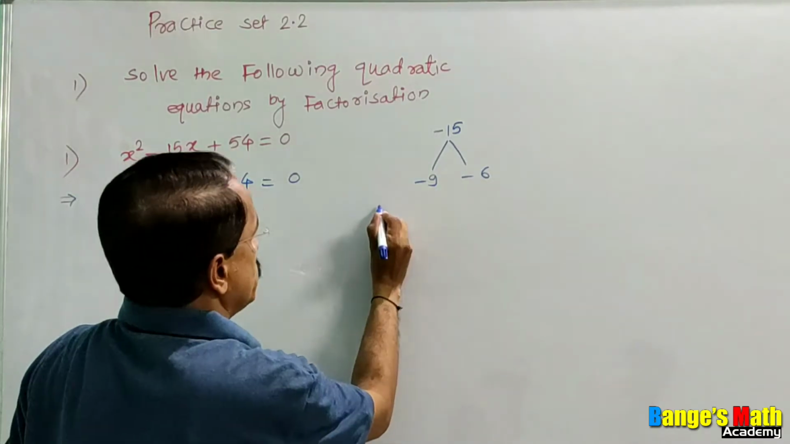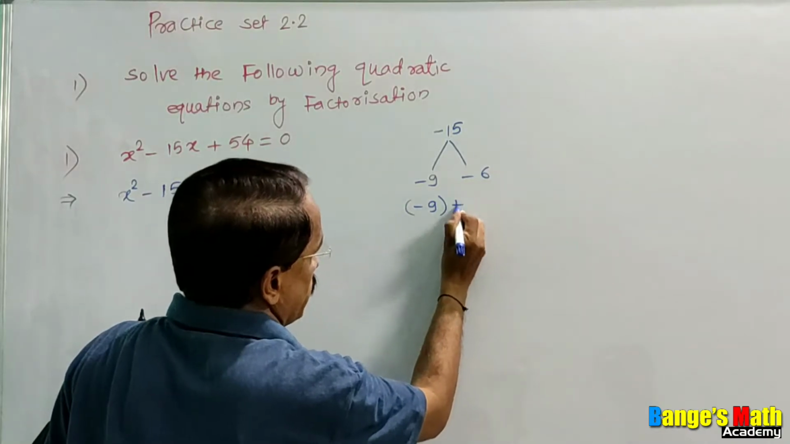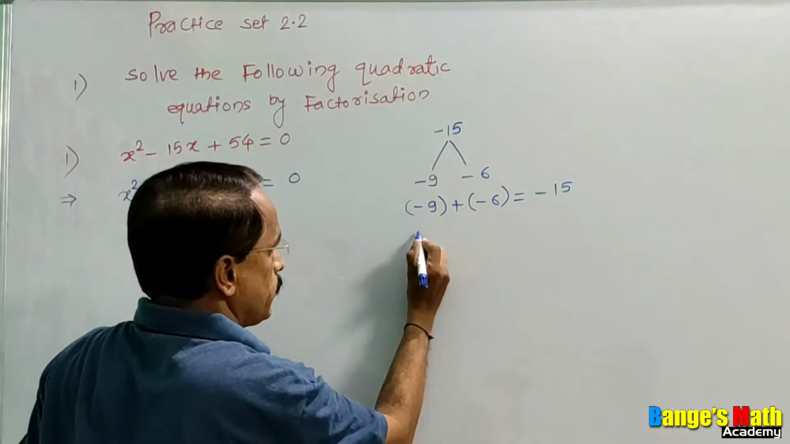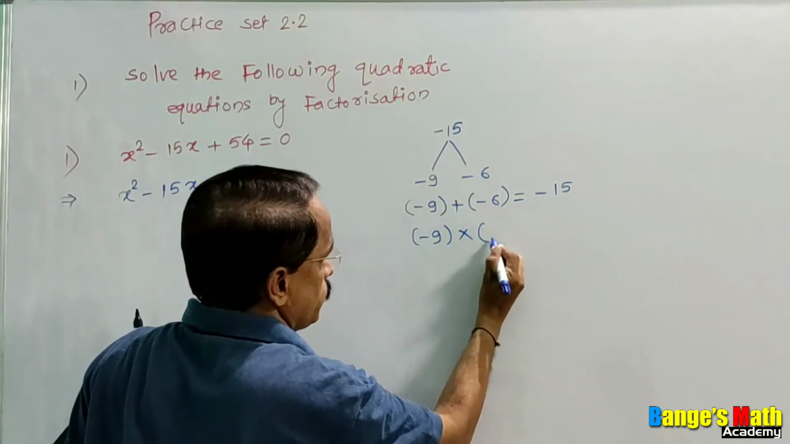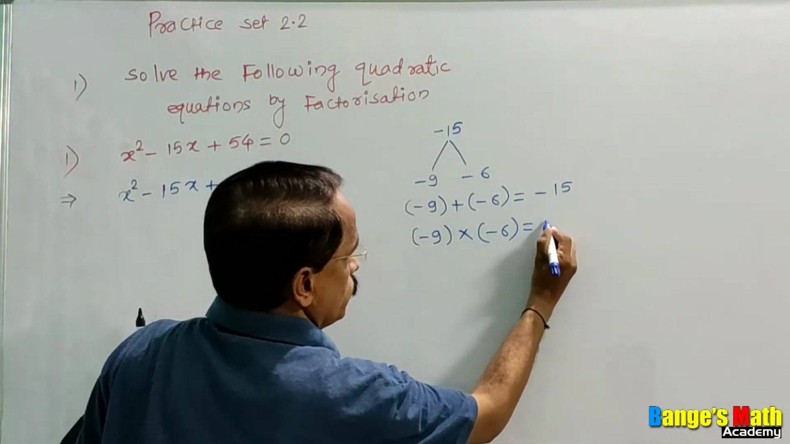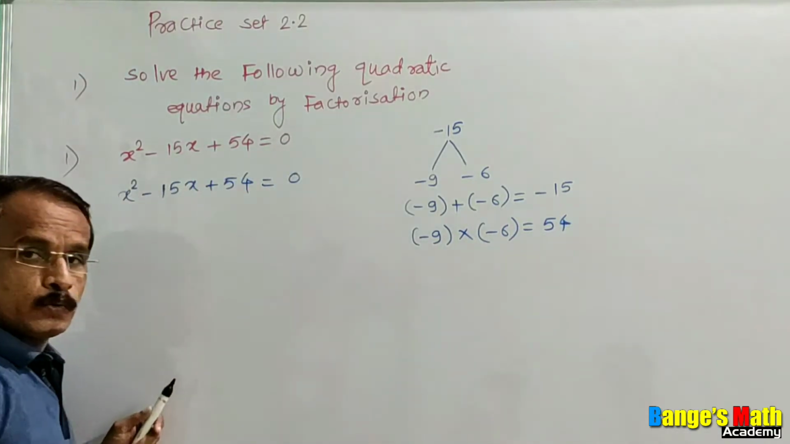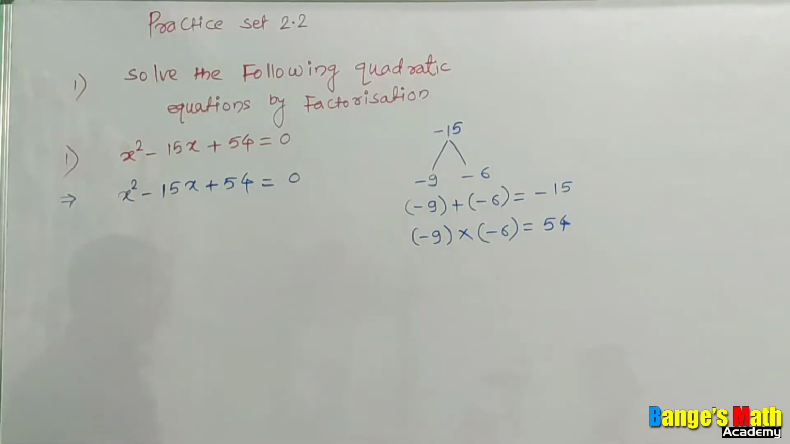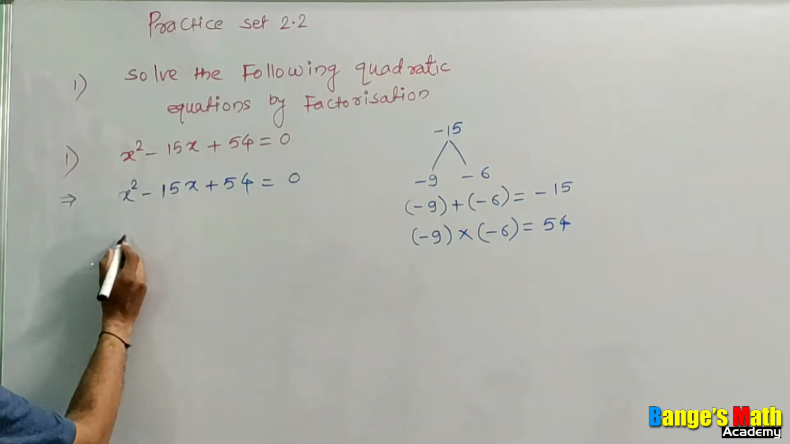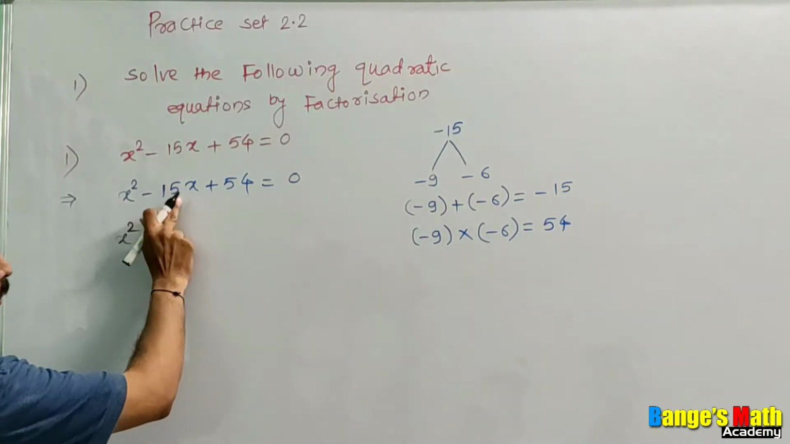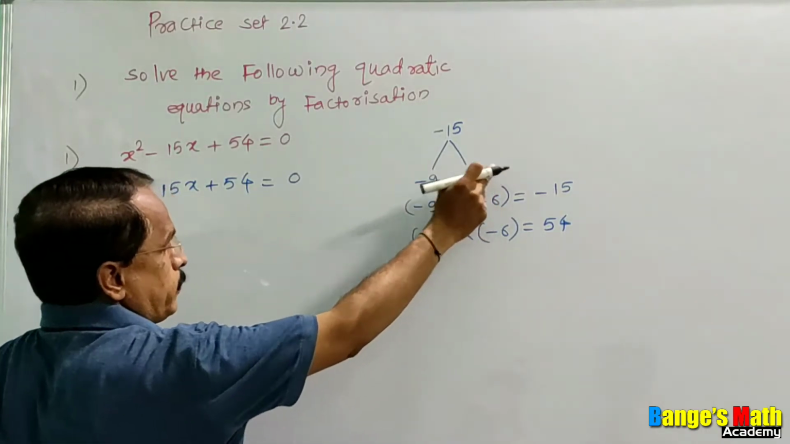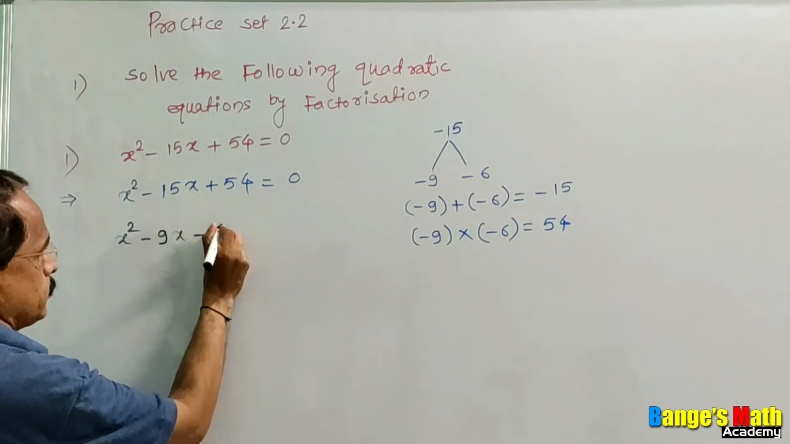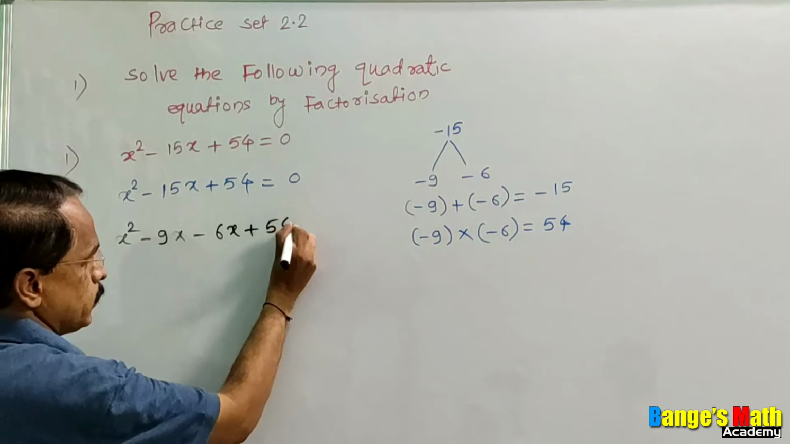So if we take sum of this, minus 9 plus minus 6 is equal to minus 15, and if we take their product, minus 9 into minus 6 is equal to 54. So we split the middle term, minus 9 and minus 6. So x square, write down middle term in this way, minus 9x minus 6x plus 54 is equal to 0.